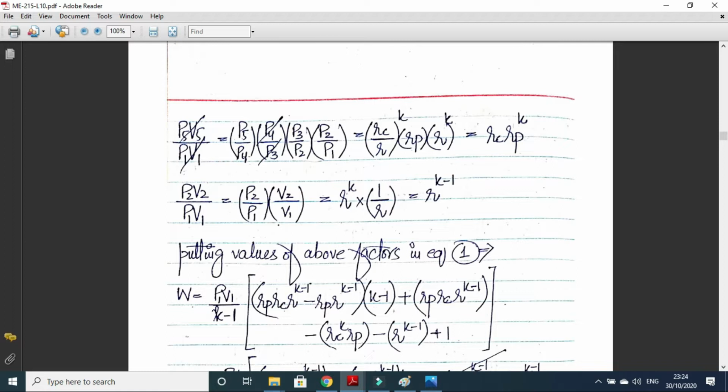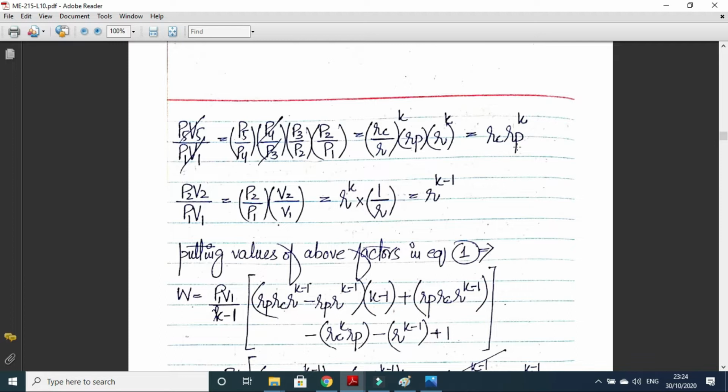So P5 upon P4 can be written as V4 upon V5 to the power k, which we did in the derivation of thermal efficiency as well, and we saw that it came out to be Rc upon R to the power k. P4 is equal to P3, so P3 will be cancelled out. P3 upon P2 is Rp, P2 upon P1 is R to the power k. So this thing can be simplified as Rc.